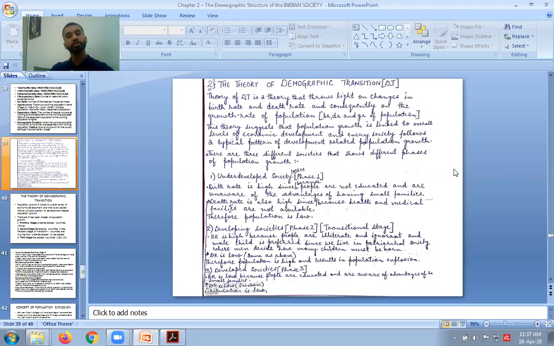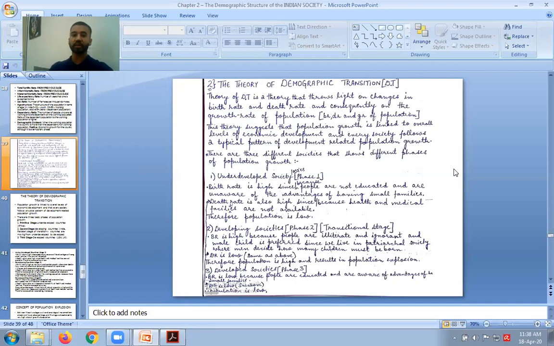Economic development is going to play a huge role in the development of the society. And after that, every society goes through these phases. These phases are somewhat inevitable. This is going to happen with every society. Not every society finds itself in a developed phase, right? Straight away, every society goes through an underdeveloped phase, then a developing phase, then a developed phase.